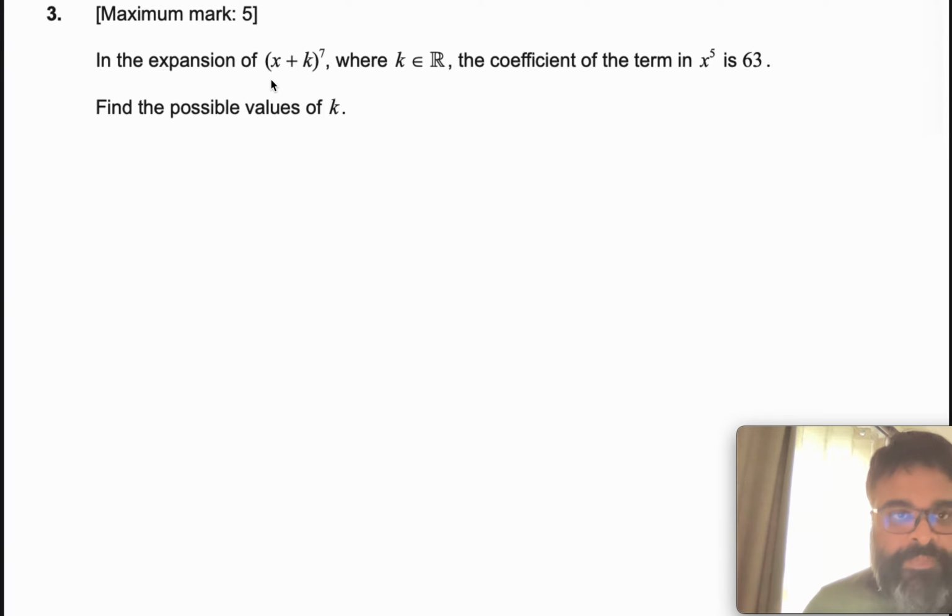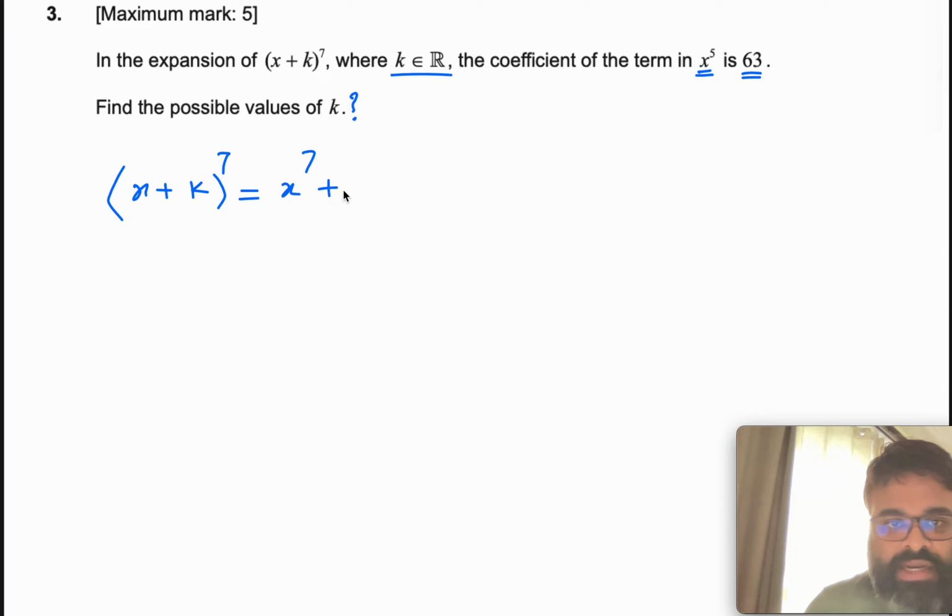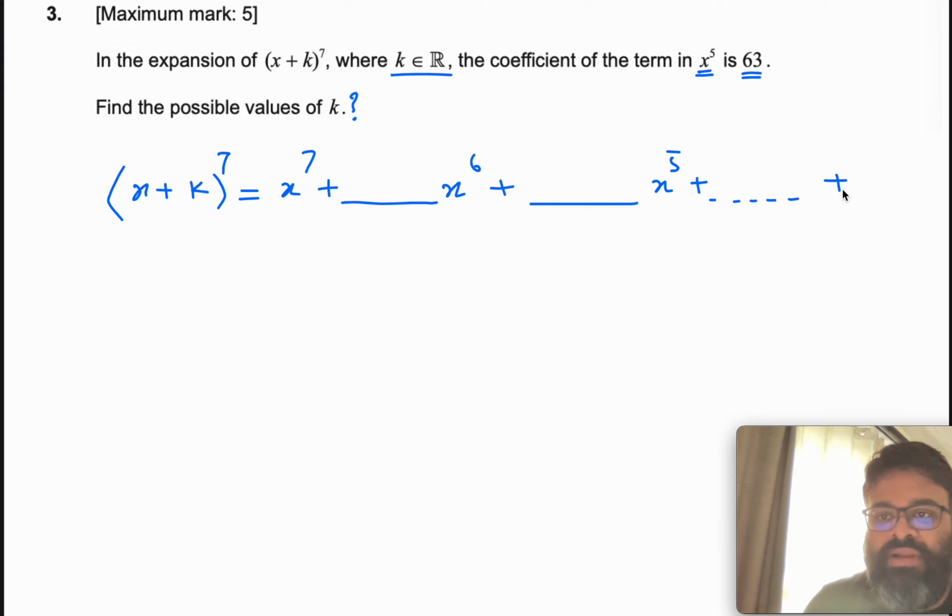We have an expression x plus k to the power 7. k is any real number and the coefficient of the term of x to the power 5 is 63. We want to find the value of k, binomial expansion. So now x plus k to the power 7. When we expand this, the first term is x to the power 7, right? The next term will be some coefficient x to the power 6, then some coefficient x to the power 5, and on and on and on. The last value will be k to the power 7. Okay, we know that, right? And we want this term.